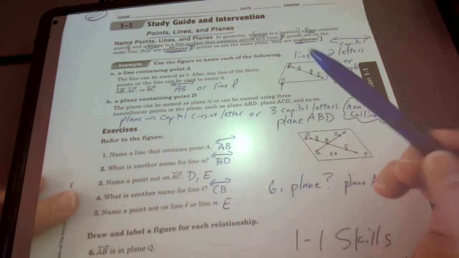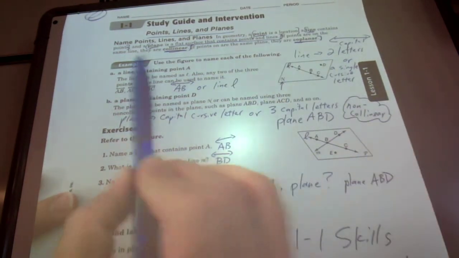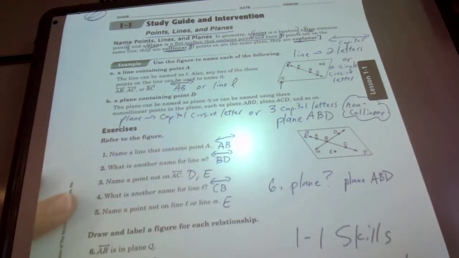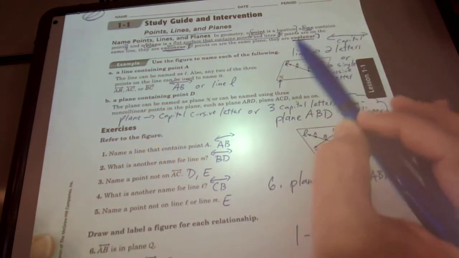All right, we're back in. We're going into example A right here. And we're using this figure on the right. And they want a line containing point A. In geometry, there are specific ways that we have to notate what we are talking about. So when we say to name a line, here are your rules for us.